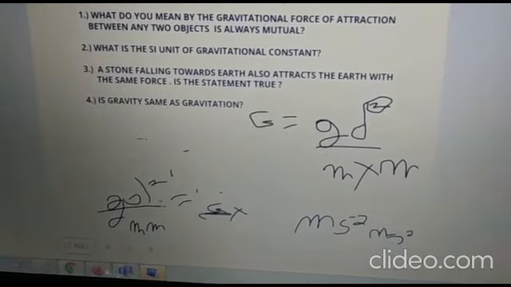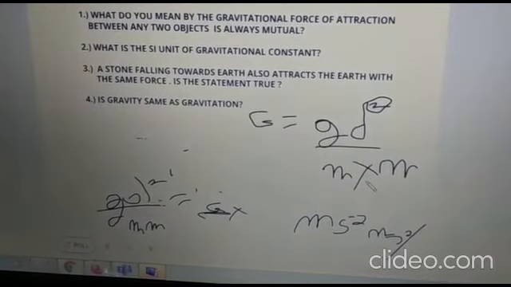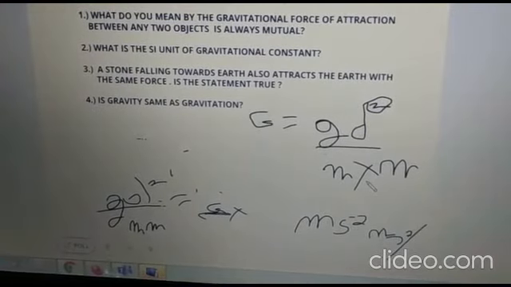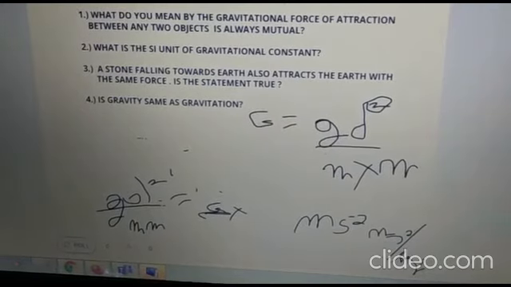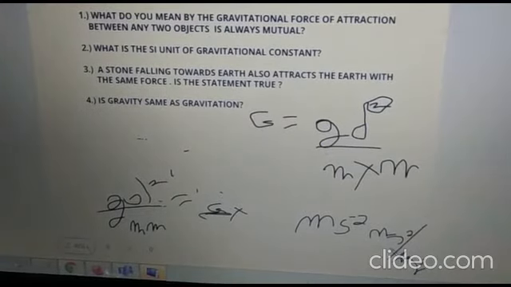Now we will divide it by mass. What is the unit of mass? The unit of mass is kg, but here mass is squared, so we have to write kg square. So the unit becomes meter per second square, meter square divided by kg square.